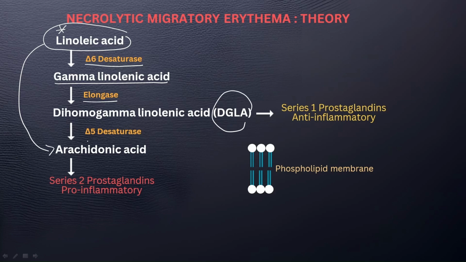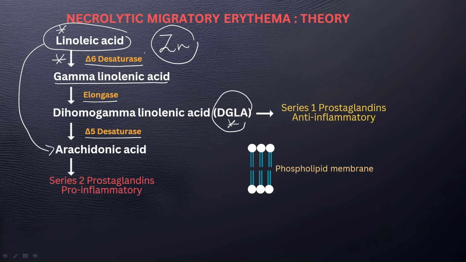And finally, delta 5 desaturase converts this DGLA into arachidonic acid. Well, the reason for zinc being important is that zinc is a cofactor for this reaction. So for this to be very effective and efficient, we need zinc. And so without zinc, there's going to be a blockage, or this reaction is going to be inhibited.